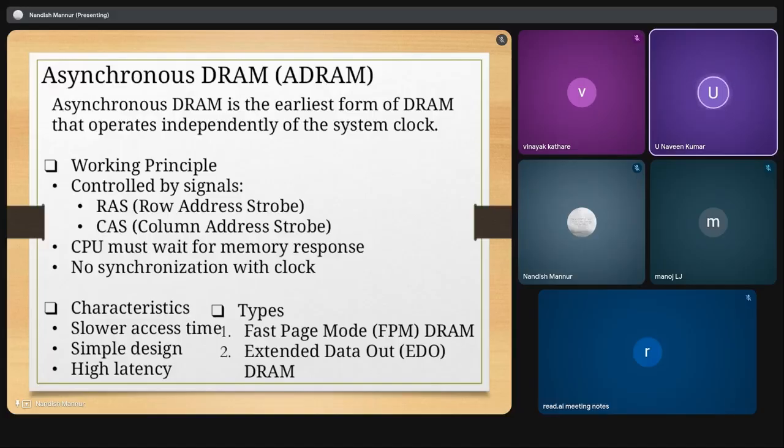And we have the high latency. High latency means delay before data transfer starts. And asynchronous DRAM has higher latency due to waiting and lack of clock sync.